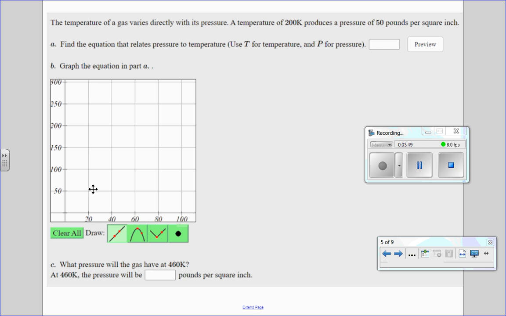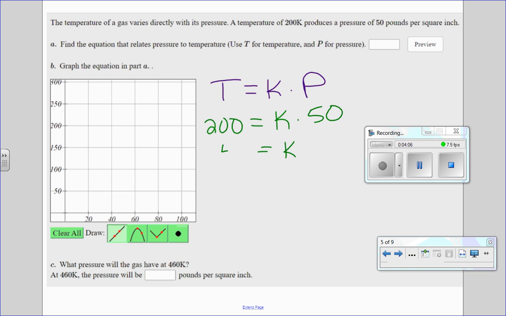The temperature of gas varies directly with pressure. So that's my setup. A temperature of 200 produces a pressure of 50 pounds. Divide both sides by 50, and you'll get k equals 4. Now my pink step is what they want in the box. My pink step would be T equals 4 times P. That's what they want in this box up here.